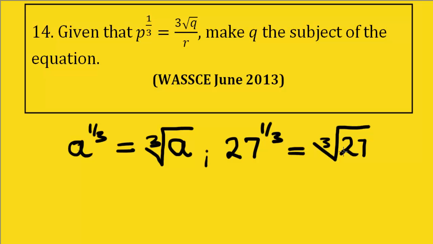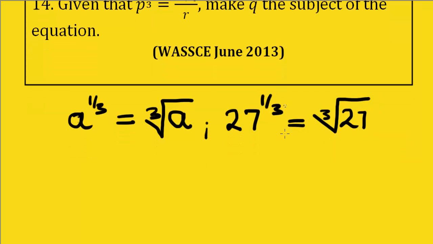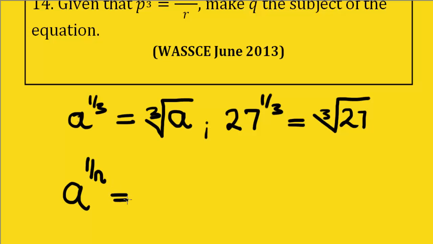Because if you can't do that, then that calculator is not good enough for the exam. So that's what I mean by good enough. You need to know that. In other words, any term raised to the power of 1 over n is the nth root of that term.